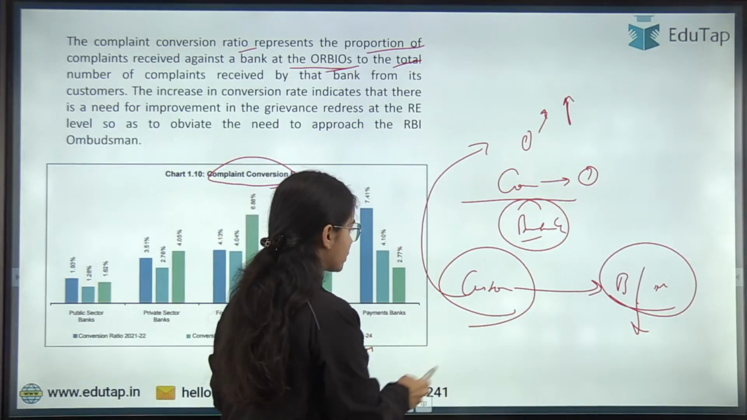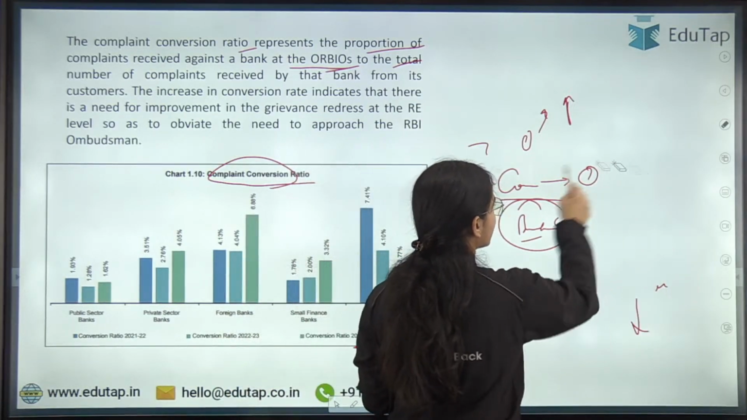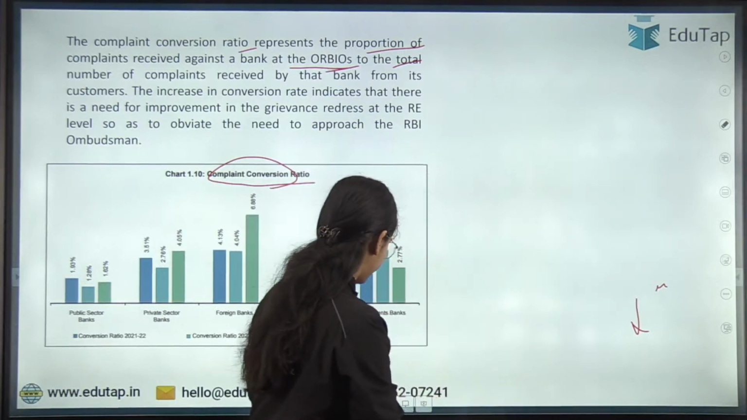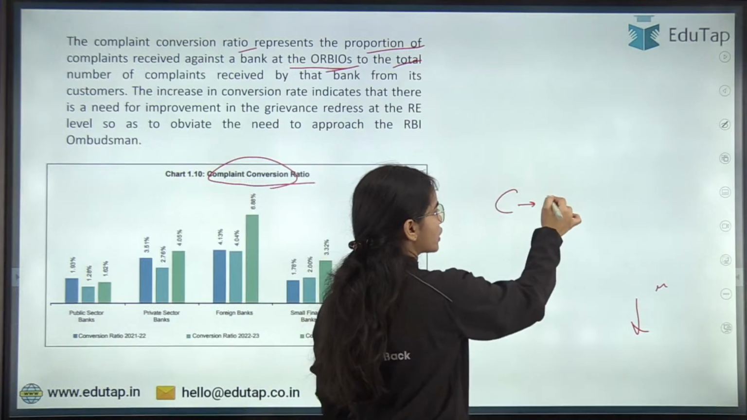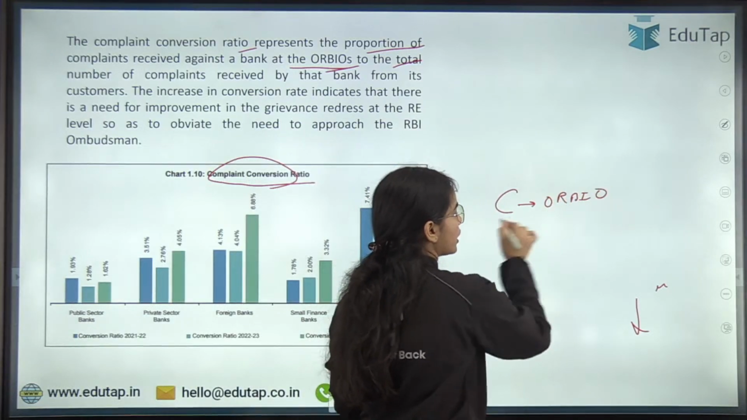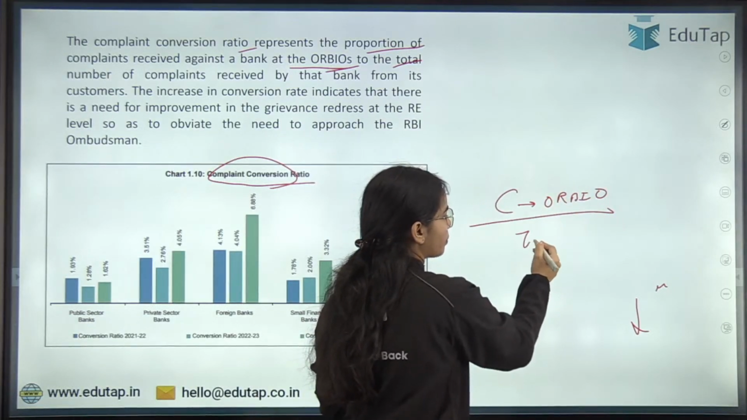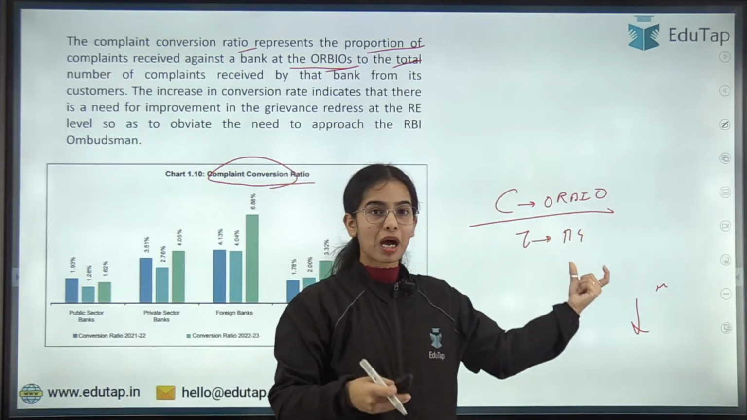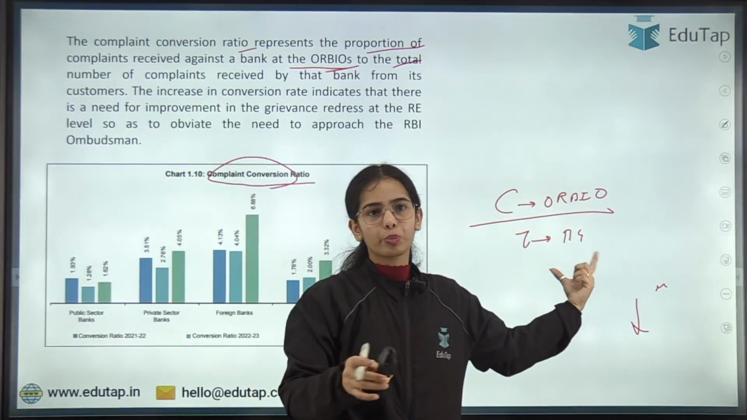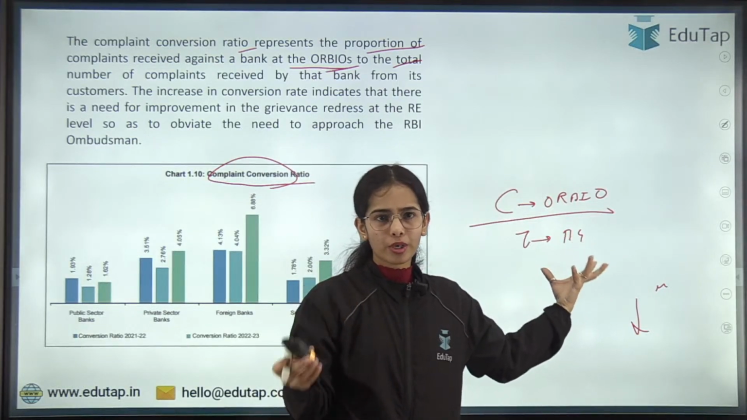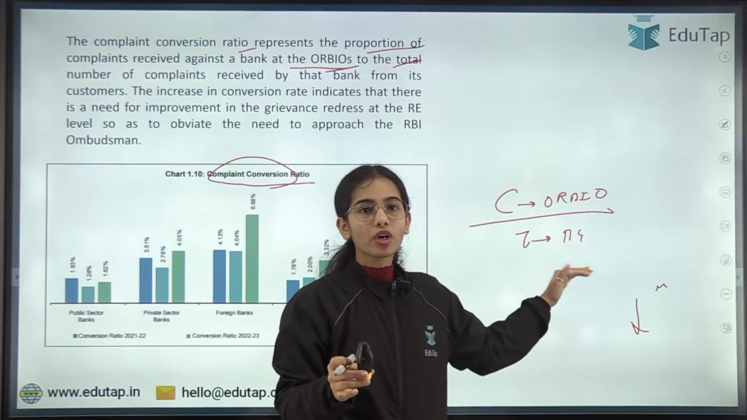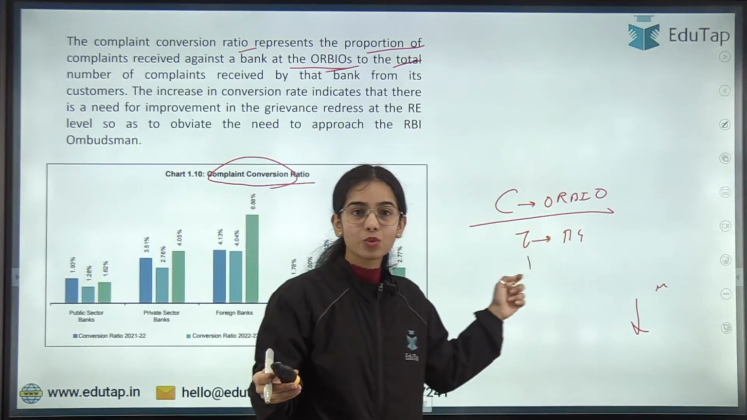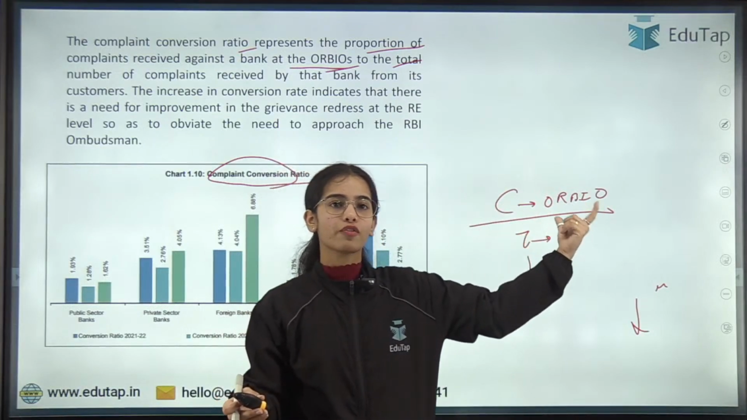This is the complaint conversion ratio, that is the complaint that is going to the offices of the RBI Ombudsman divided by the total complaints that the bank group has received. So from the total complaints that the bank group has received, let's say it is a public sector bank group or private sector bank group, they are not catering to the complaints in a very good manner. That's why the complaints are going to the offices of RBI Ombudsman.